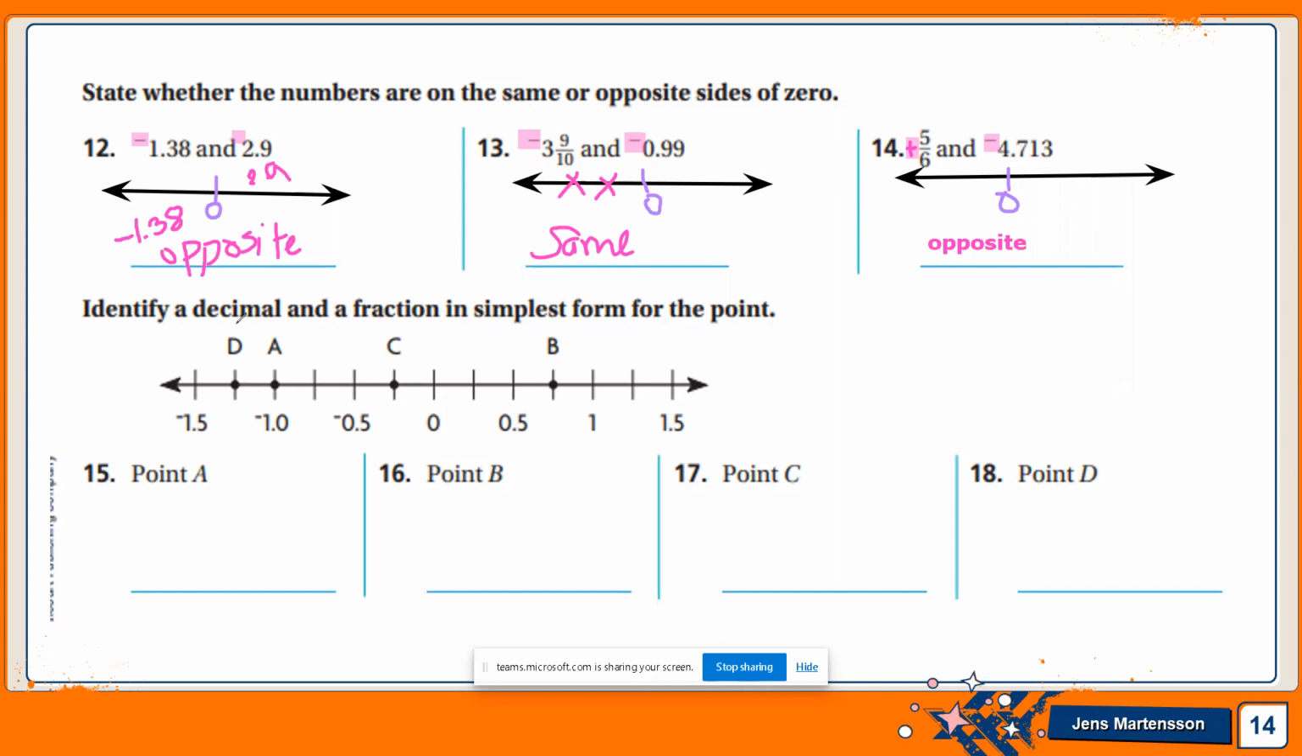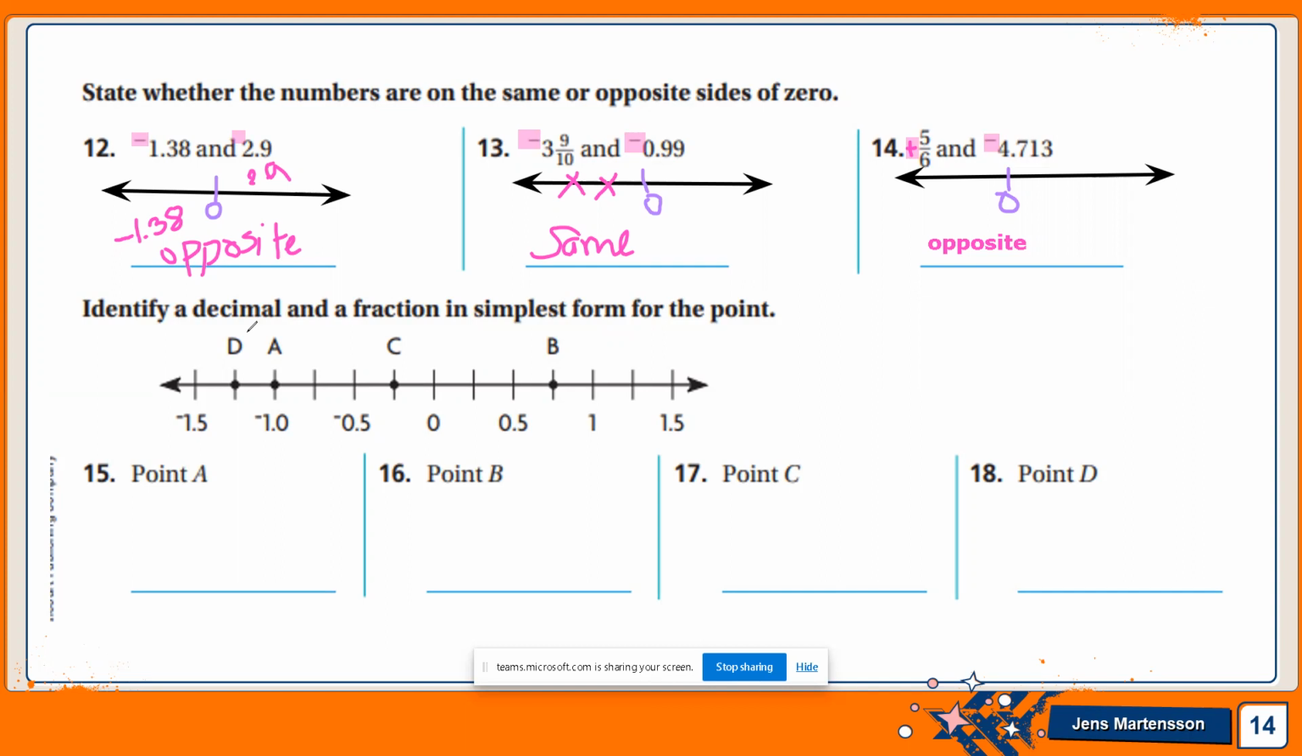Yeah, so it's the same. But if the sign is not the same, they are opposite, yes? If they have opposite signs, you will say that they are on opposite sides. Yeah. Now look at number 15 here.